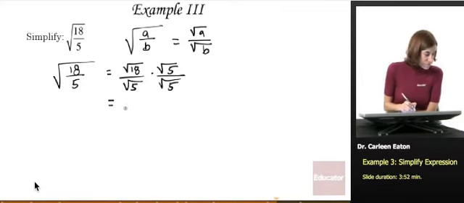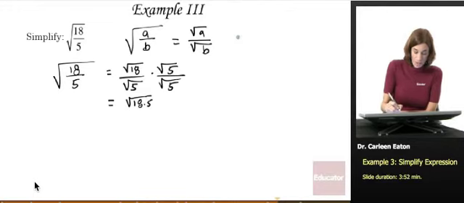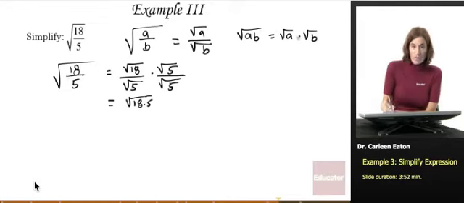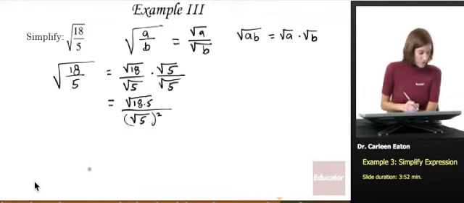Okay, this is going to give me the square root of 18 times 5. So now I'm using the product property. The product property tells me that if I have the square root of ab, this is equal to the square root of a times the square root of b. So I went from right to left. These were separate. Now I'm putting them both under the same radical. And in the denominator, I have the square root of 5 squared.